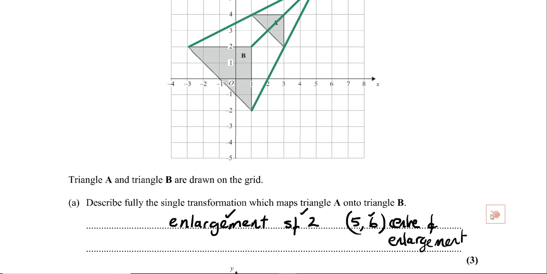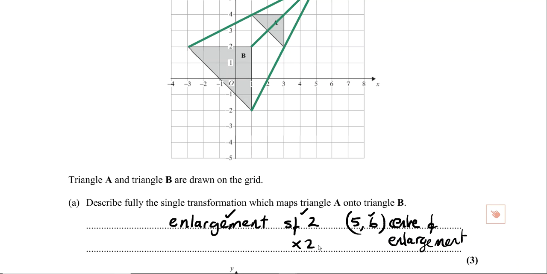Any questions about that? What's the second part? Scale factor of 2. Okay. Now you can put scale factor 2, you can just put times 2, whatever you like, but as long as you've got that, then that's fine.